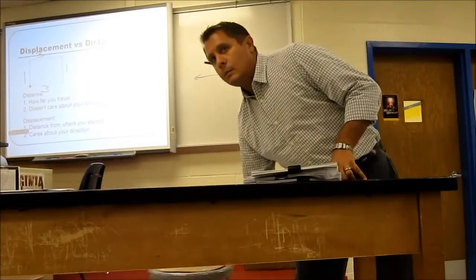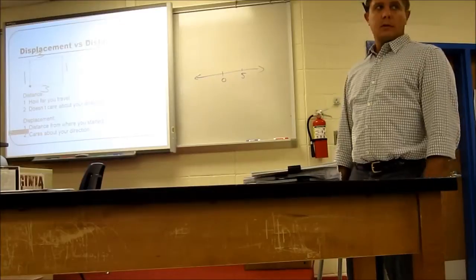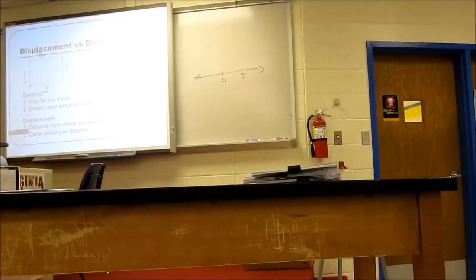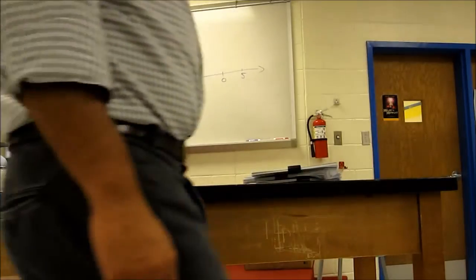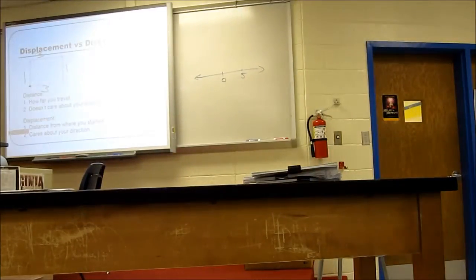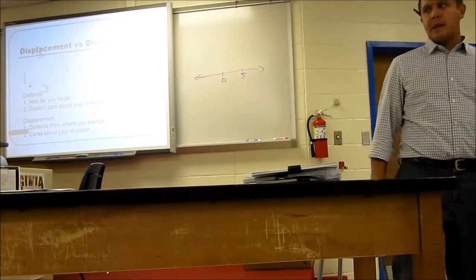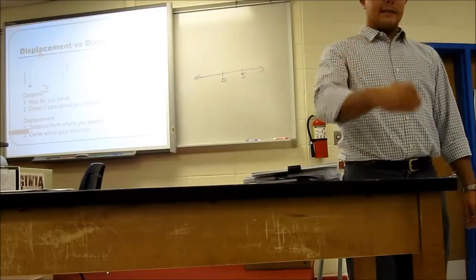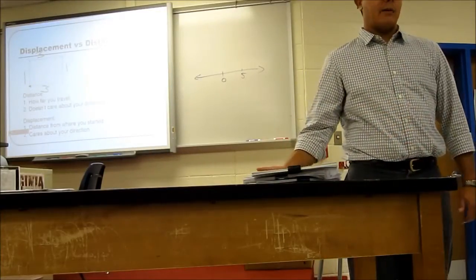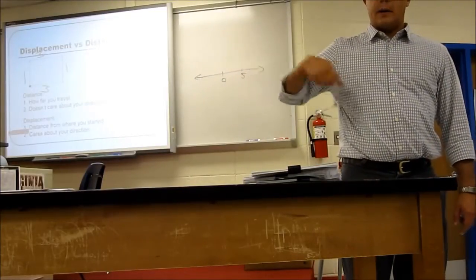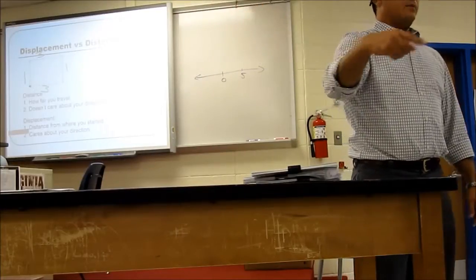So I'm going to walk around this table. Let's say I walk 3 meters, and then I walk 1 meter. And then I walk 3 meters. And then I walk 1 meter. So I start and stop in the same spot. What was my distance? How far did my feet actually travel? 8 meters. 3 plus 1 plus 3 plus 1, 8.